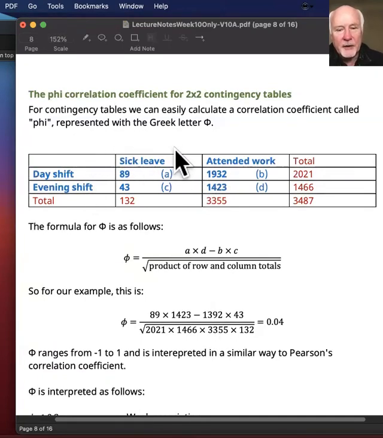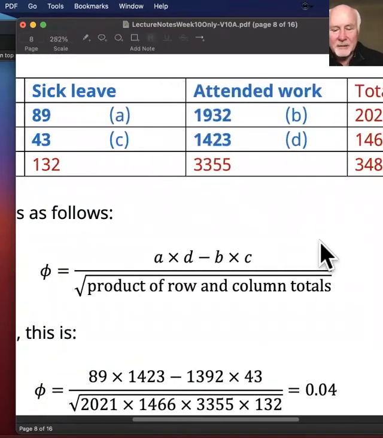So what the calculation involves is you've got the cell here, which we call A, and the cell D. You multiply those numbers by each other, and then we've got B and C, and you multiply B and C by each other, and you subtract that from A times D. Then you divide that by all of the row and the column totals multiplied together, but you take the square root of it. So the formula looks like that. That's just the Greek letter phi.